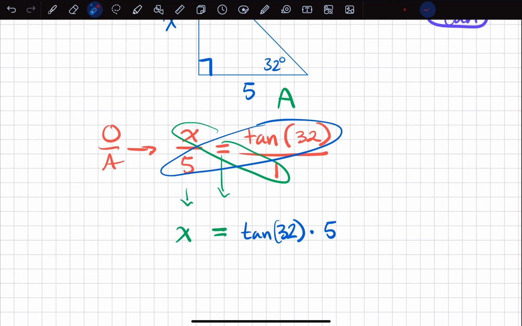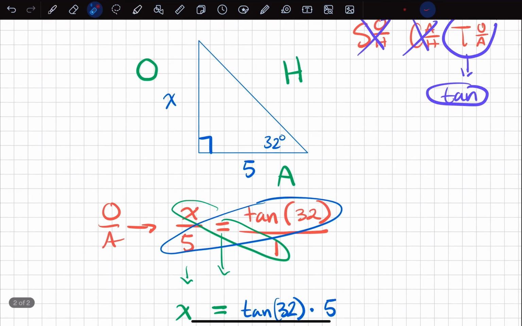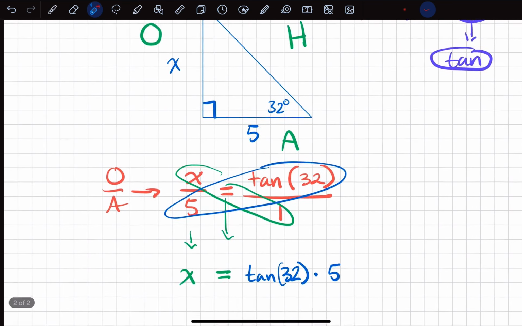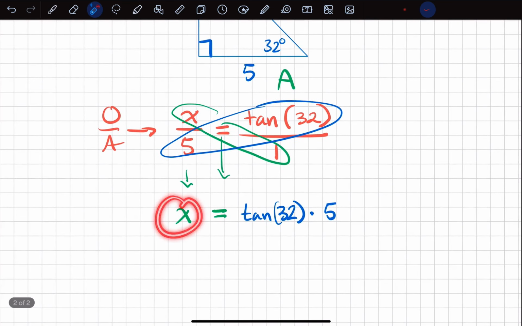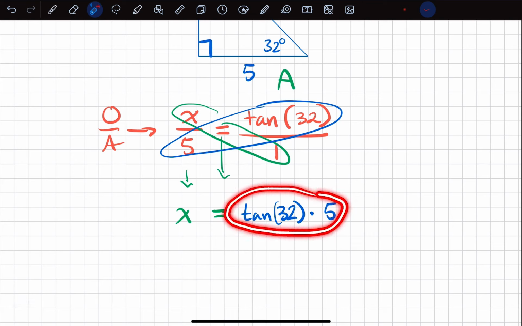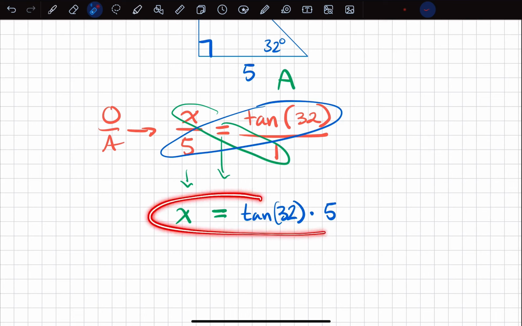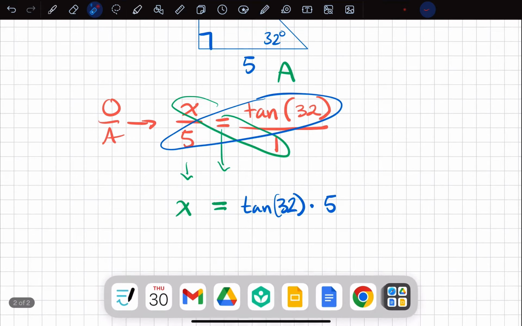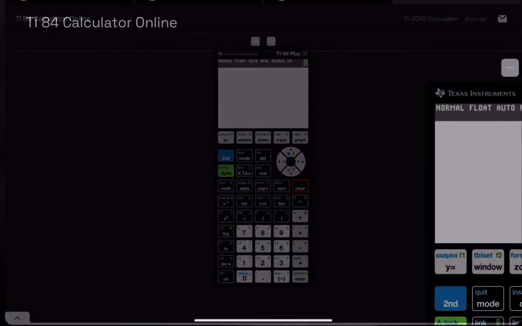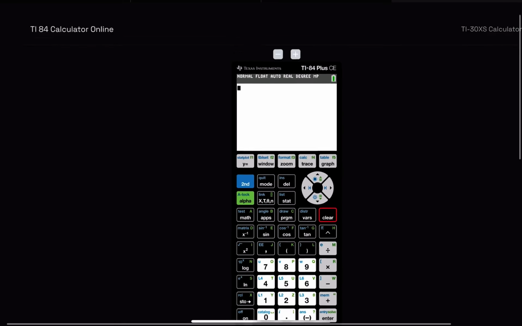So reminding yourself, what are you looking for? You're looking for a missing side. That's that x value right here. And what goes into your calculator would be this information right here. You can write that in a different order if you want. You may also write 5 times tangent 32 and then hit enter. This is just the way that I ended up with it. And so I can show you on a different screen. Oh, let me back that out a bit.